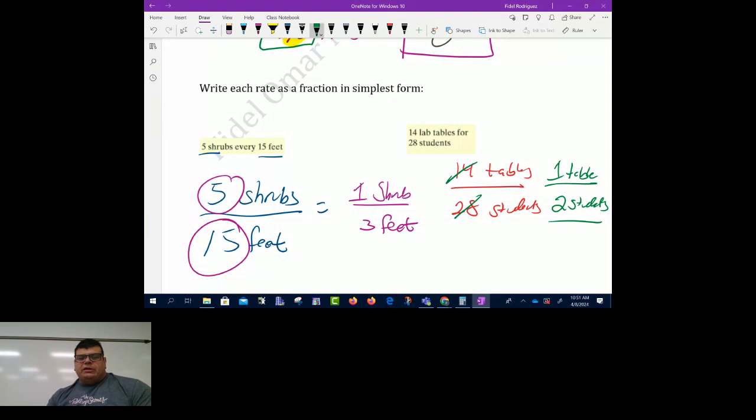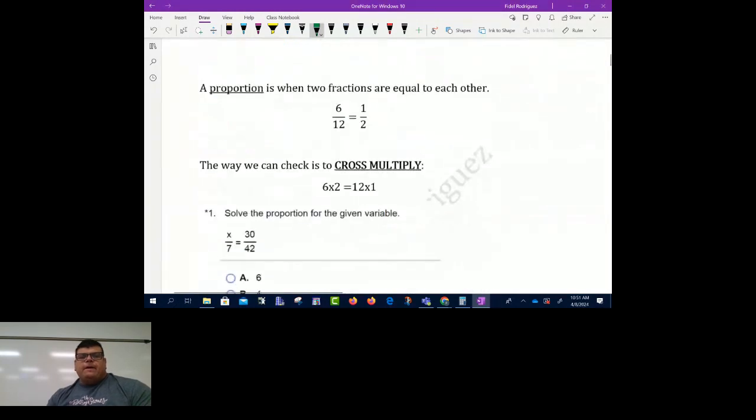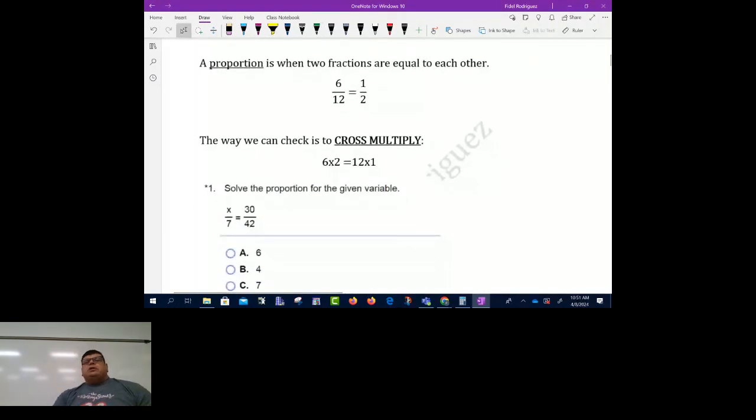Y'all, let me scroll down a little bit further. And now we can talk a little bit about proportions. It says a proportion is when 2 fractions are equal to each other. So one thing I want you to notice here, in the middle between the 2 fractions, we have an equal sign, right? And when we have an equal sign, the way we can check is we can cross multiply. What I mean by cross multiply, y'all, is multiply diagonally.